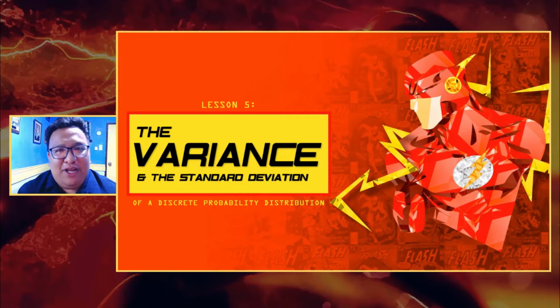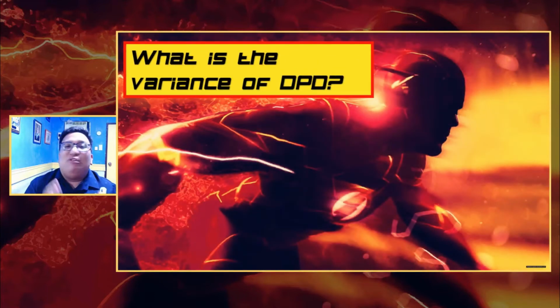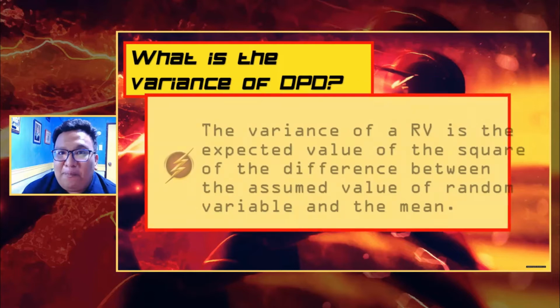Hi there! Welcome to another set of video lesson. And in this lesson, we're going to discuss the variance and the standard deviation of a discrete probability distribution. But of course, we're going to dissect first the concepts of these two. We're going to start with the variance. So, what is the variance of a discrete probability distribution?